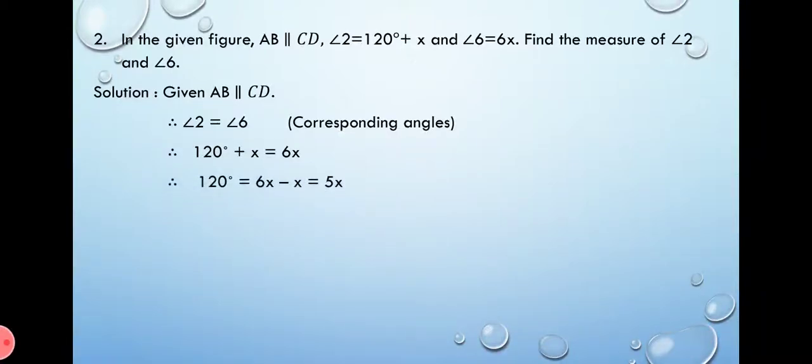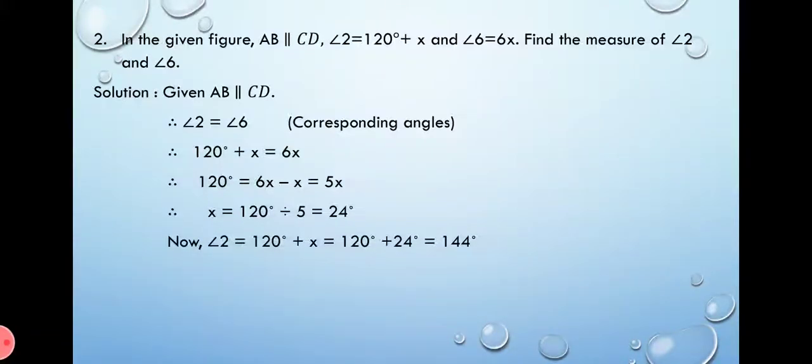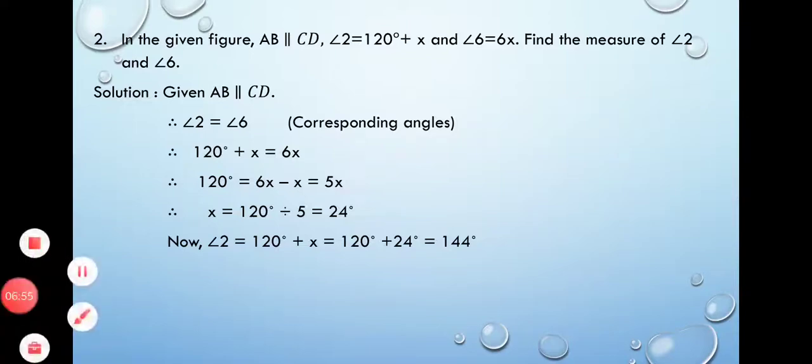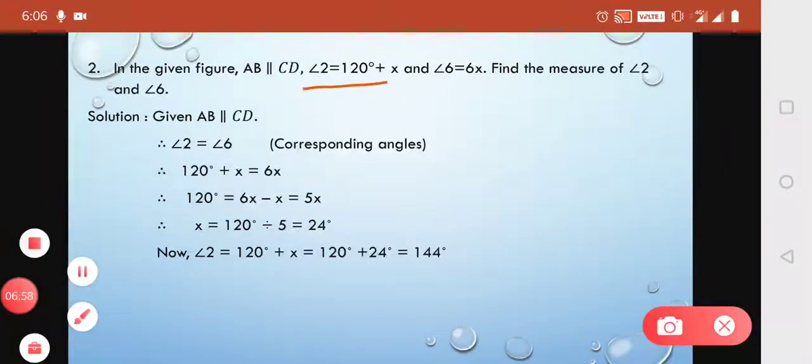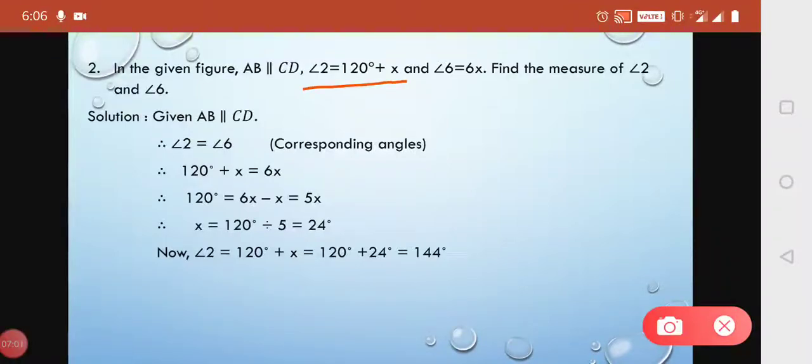Further solving, we get 120 degree equal to 6x minus x, that is equal to 5x. Further solving, we get x equal to 120 degree divided by 5, that is equal to 24 degree. So we get the value of x as 24 degree. But it is there that angle 2 is what? Angle 2 is given as 120 degree plus x. So solving further, we get angle 2 equal to 120 degree plus x, that is equal to 120 degree plus 24 degree, that is equal to 140 degree.